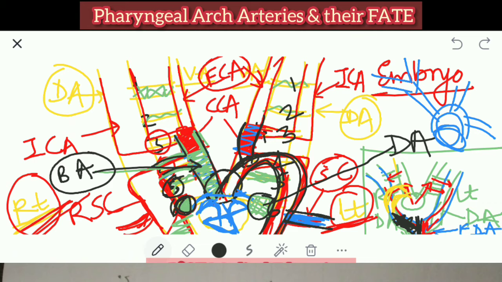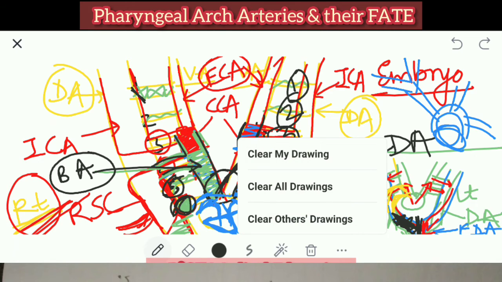Yes. Now we will see that though the first arch, second arch, third arch have regressed. Not third arch, sorry, first, second and fifth arch, they have regressed. Still they form some structure or the other. So I will make a table of it so that you understand. Okay. I will clear all this. So I will make a table.